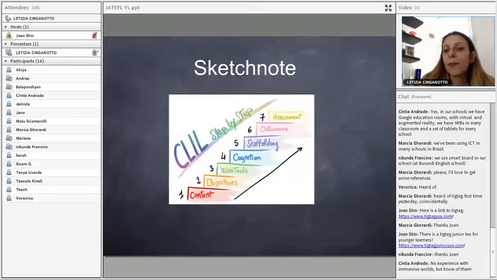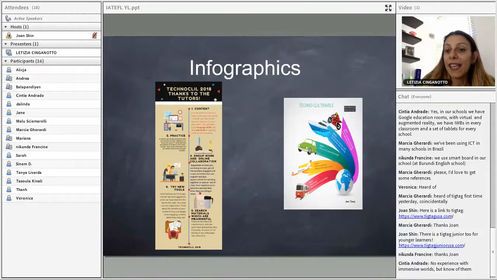Sketchnote is another visual aid that you can use. It seems like you are just taking digital notes, but you have this very nice visual impact, and at the same time you can fix certain concepts and remember them, and so you have a digital and multimedia note-taking activity.